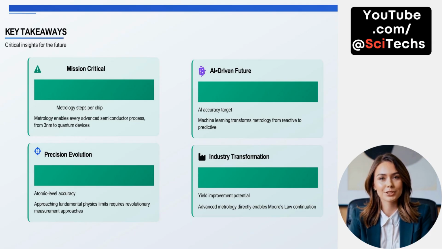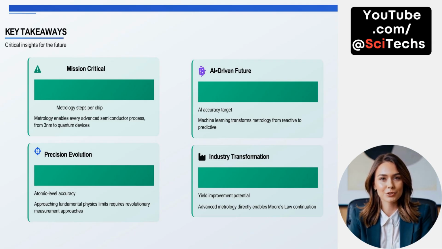There is also a precision evolution underway. We're reaching atomic-level accuracy, pushing the limits of classical physics. Revolutionary techniques are required to measure at these scales, demanding innovation across hardware, software, and algorithms.